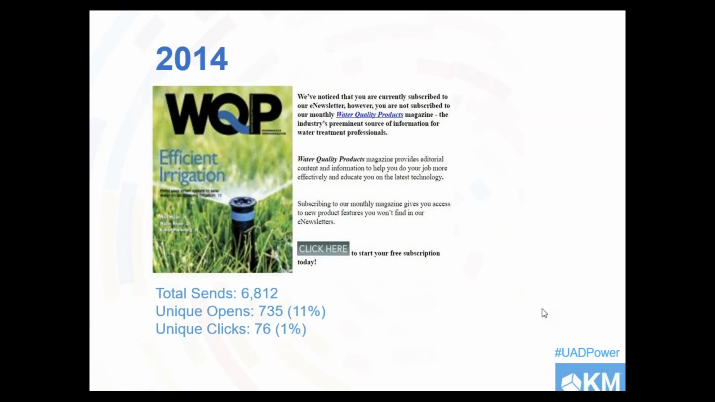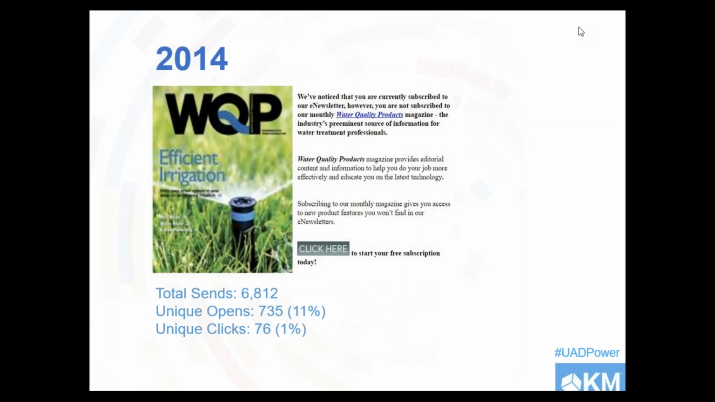And it says, we've noticed that you've currently subscribed to our e-newsletter, however, you're not subscribed to our monthly Water Quality Products magazine. It goes on saying, the Water Quality Products magazine provides editorial content and information to help you do your job more effectively and educate you on the latest technology. And then we have a click here to start your free subscription today. So these click here buttons throughout the presentation do indicate those are the links that are embedded with a special code to know that they came from our subscription offers.